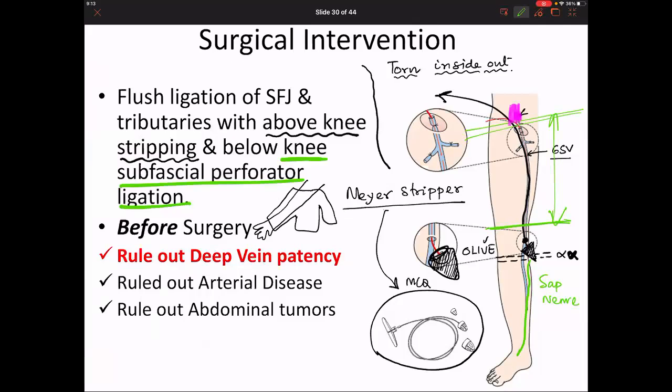It is done by an instrument called a Mayer stripper. The stripper is a metallic wire which has on one end a big bulky thing called an olive. It looks like a cone, an ice cream cone like thing. See the picture. When you introduce the wire and pull the wire out, what is the wire going to take with it in the specimen? The vein. So this is the way we do the stripping.